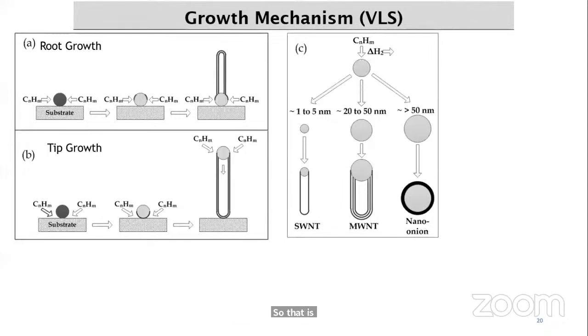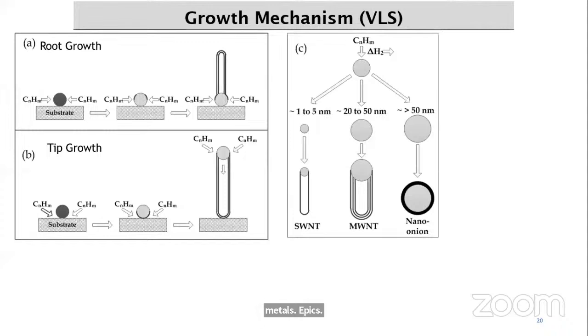Now, when the interaction between the substrate and the nanoparticle is very strong, that gives a root growth model. In this case, the initial hydrocarbon decomposes and the carbon diffusion takes place, similar to what I have explained for tip growth. But what happens here is that the CNT precipitation fails to push the metal particle up because there is a strong interaction between the metal nanoparticle and the substrate. So the precipitation is compelled to emerge out from the metal's apex.